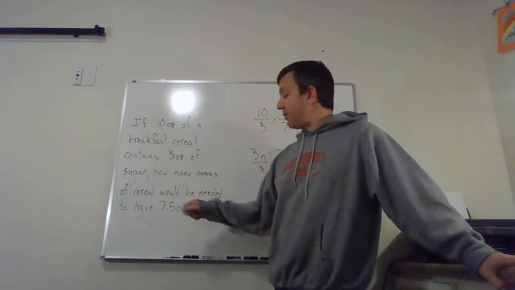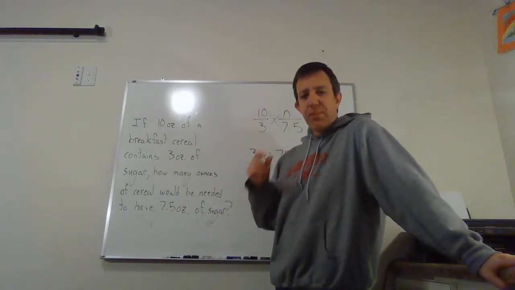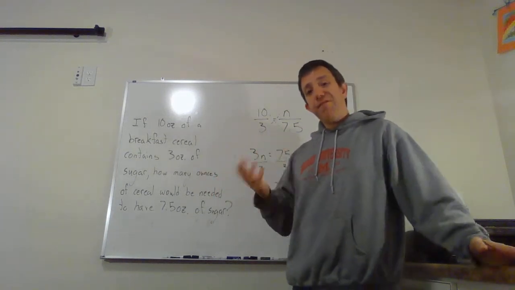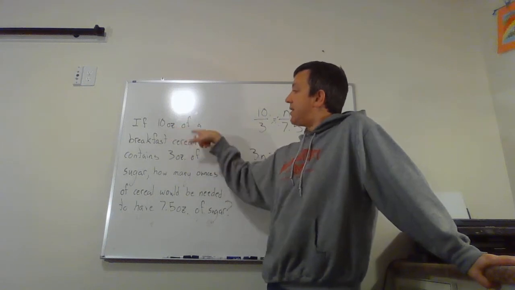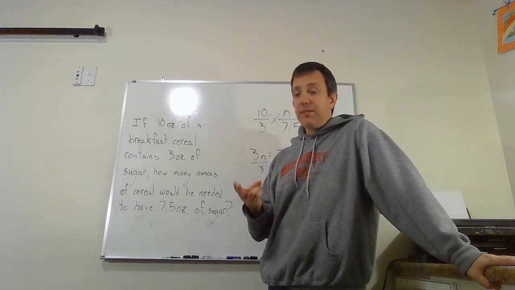So I've added a decimal into this one. That's going to make things not much more difficult, but a little bit. All right, so let's take a look. The first bit I see is this information about 10 ounces of cereal, right? 10 ounces of cereal, 3 ounces of sugar.